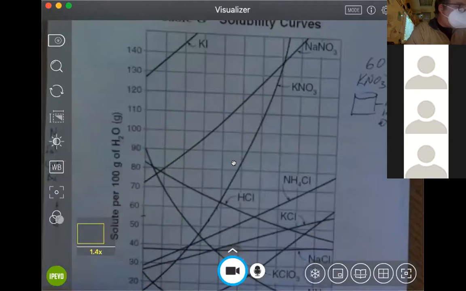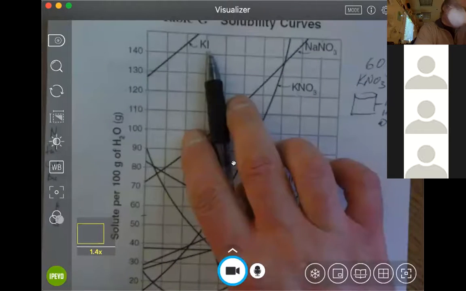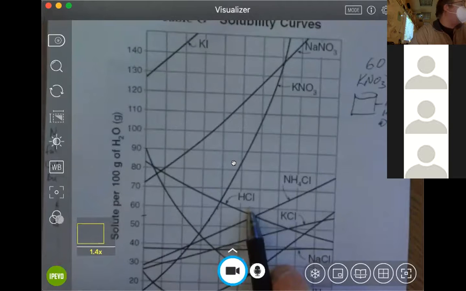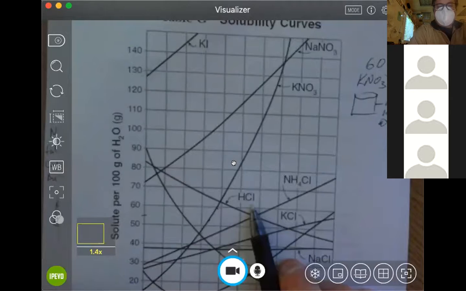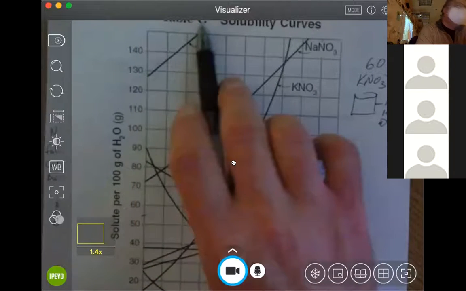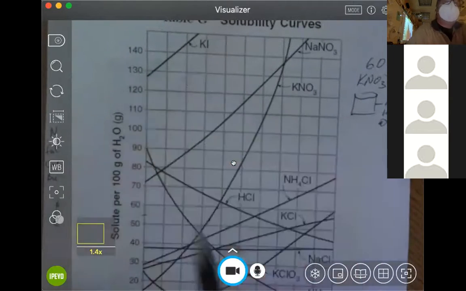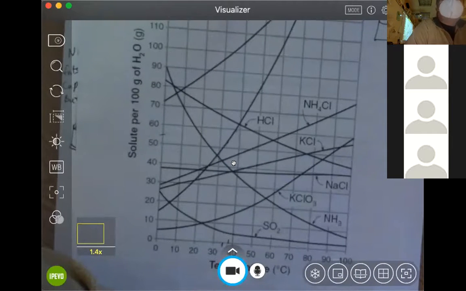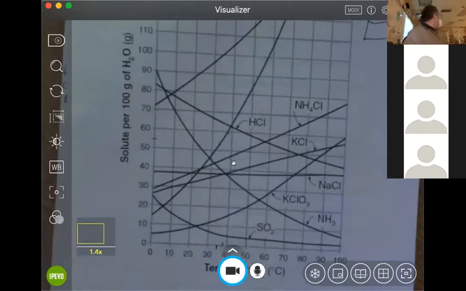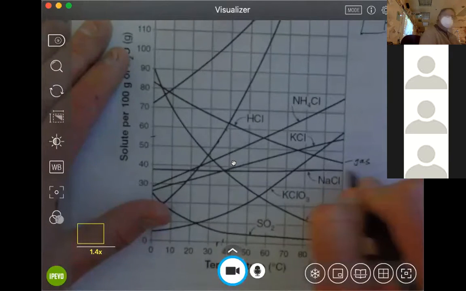Which one has a higher solubility, potassium iodide or hydrogen chloride? Potassium iodide, its curve is higher, right? In reality, hydrogen chloride is going down. Why might it have a curve that goes down as temperature increases? Solubility is decreasing. Well, what did we just talk about? Why might its curve be going down as temperature increases, its solubility goes down? Yeah, right? It's probably a gas.